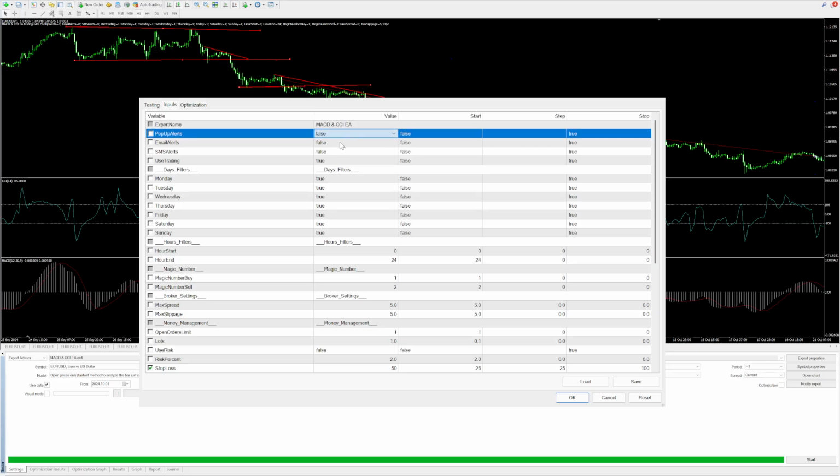Pop-up alerts. If you set pop-up alerts to true, what will happen is you'll get an alert when there's a signal. So for instance, you could have the EA running on 20 different charts, different trading instruments. You can use the EA for Forex, stocks, cryptos, commodities, any instrument that your broker offers, and any chart time frame. And then you just get an alert, for example, buy signal on the euro dollar 1 hour chart, and you just switch to your chart and have a look.